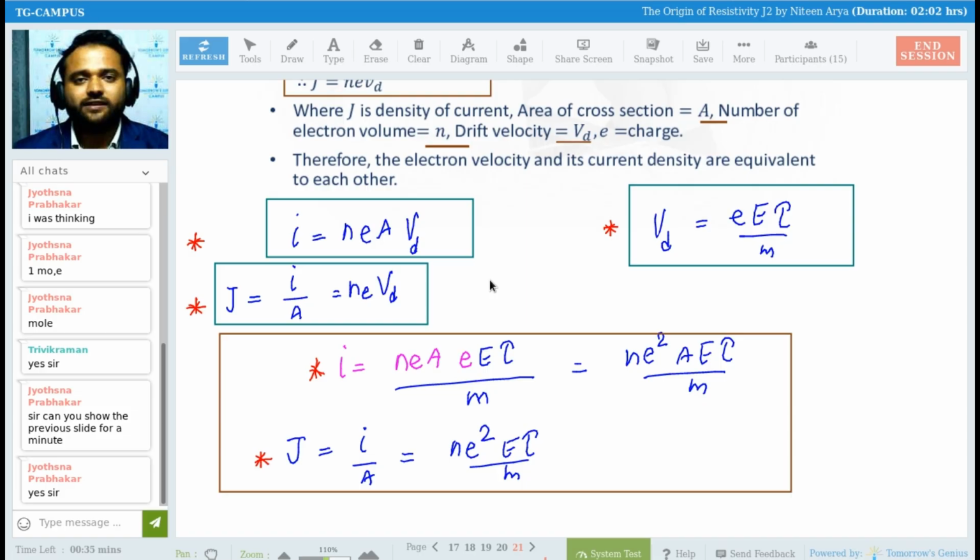I equals nAeVd, J equals I by A, which is nEVd, Vd equals E tau by m, and then mu, which is mobility, equals Vd by E. These formulas, if you do many questions and derive these relationships, whatever I'm doing right now, you automatically get in the habit like me. Is this clear, everyone? No doubts.